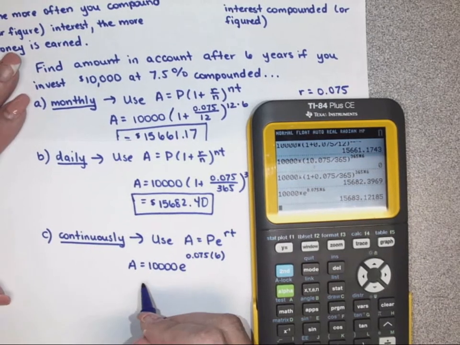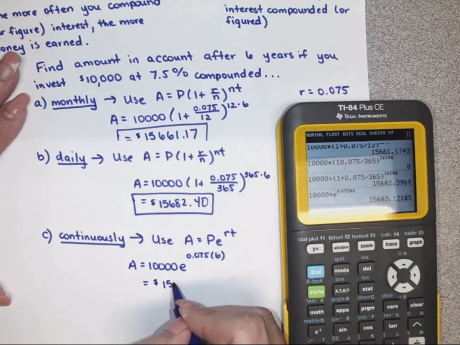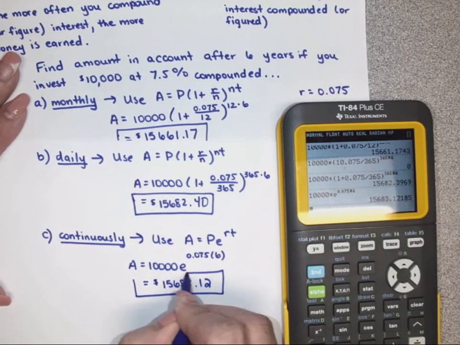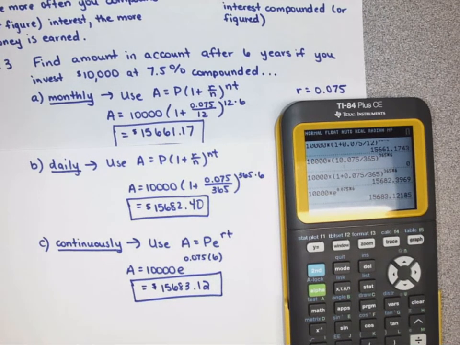And so notice this is, again, not crazy more. But notice this is the most money yet. And why is it the most money yet? Yeah, because continuously is even more often than daily, right? So it's more and more and more frequent, in other words.